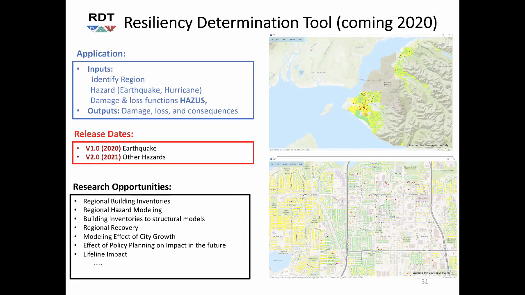Here's a tool that actually hasn't been released yet. It's R2D. It is coming. This is our tool for doing regional damage and loss estimation when the buildings in a region are subjected to a natural hazard such as an earthquake or a hurricane, where we're looking at hurricane winds and storm surge effects.